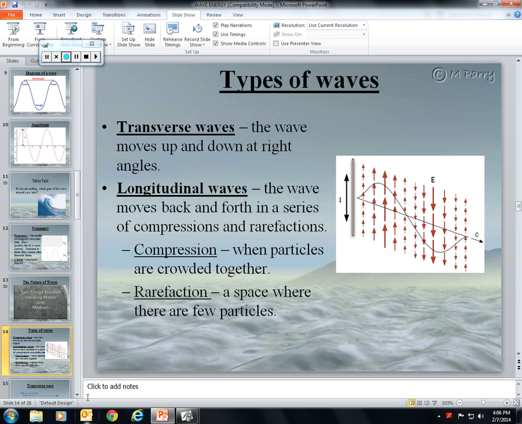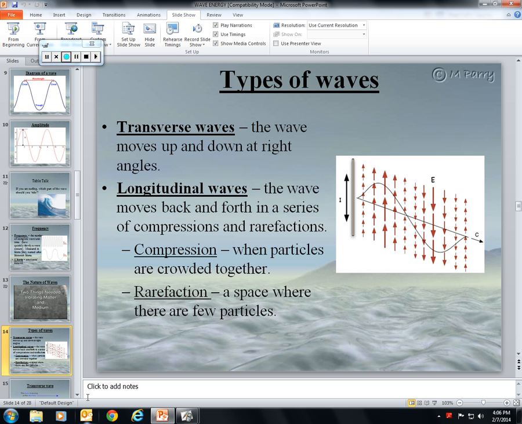A transverse wave. This one moves up and down at right angles. If I had a jump rope handle and you had the other jump rope handle, and I jerked my arm up and sent the wave toward you, that is a transverse wave. If we sat down on the ground and put the jump rope on the ground and we just swayed it back and forth but still leaving it on the ground, back and forth, side to side, that would be longitudinal.